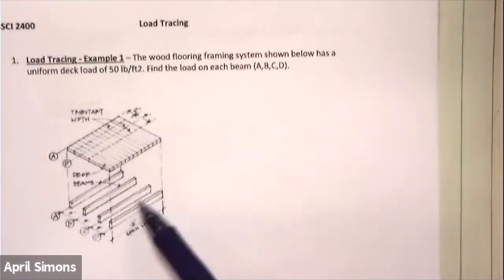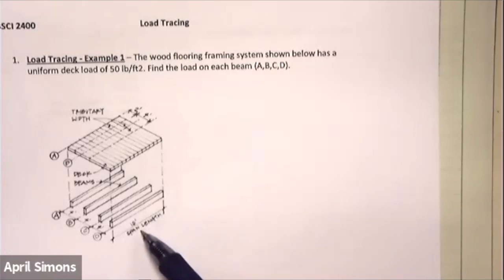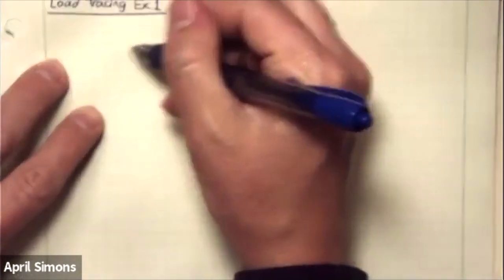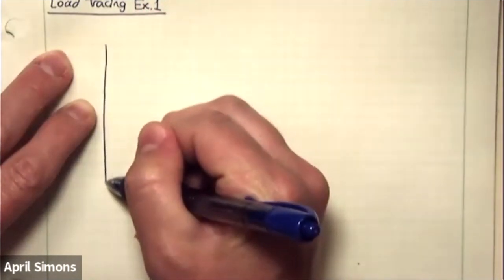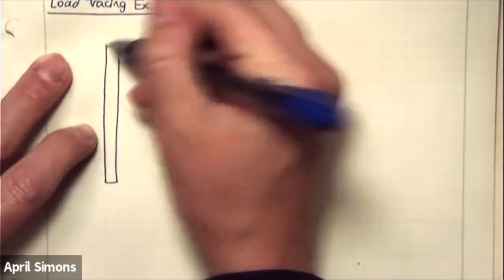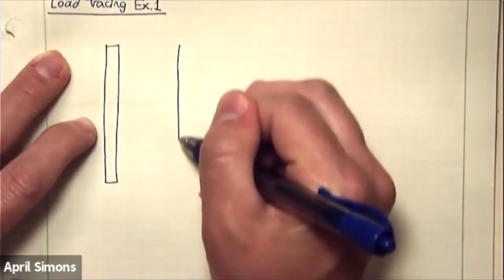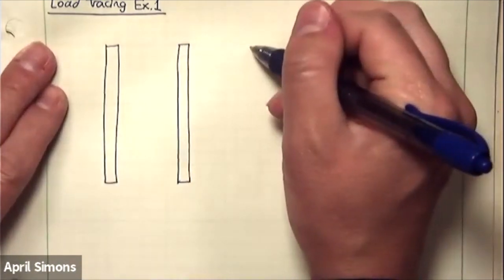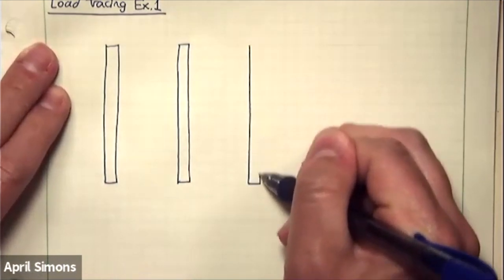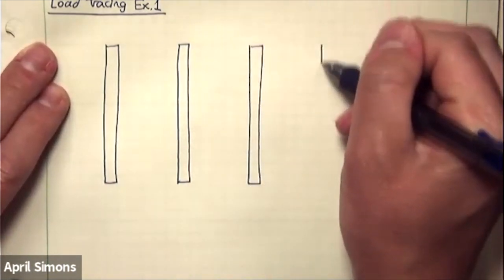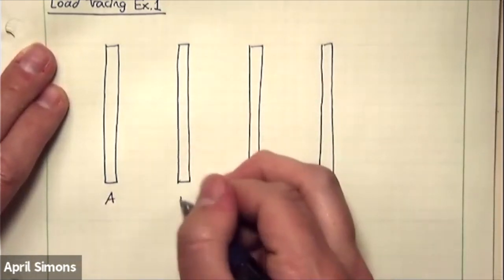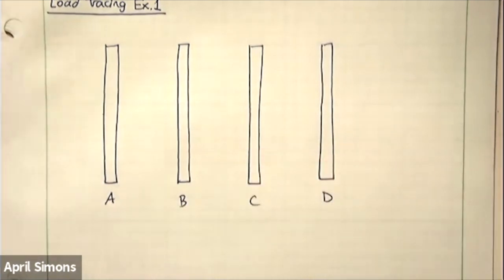Okay, so what we know about these beams is that they're 16 foot long, they're spaced 4 foot on center, and there's 4 of them total, A, B, C, and D. So we'll sketch those just like we did on the previous example. Try to show them about the same distance apart. Okay, so we've got A, B, C, and D.